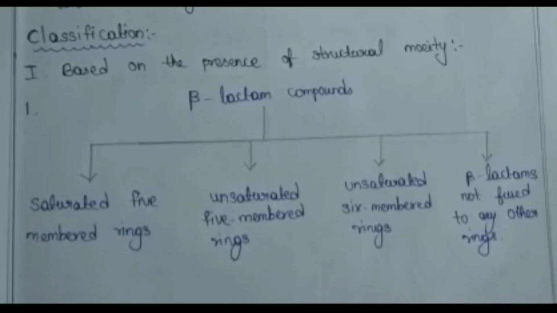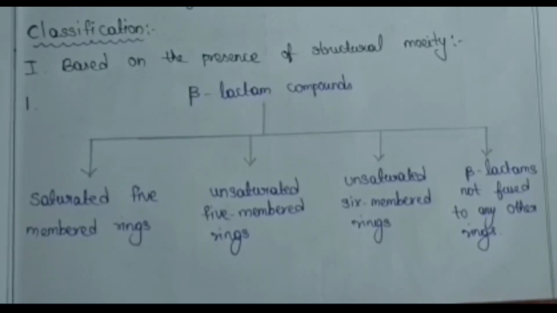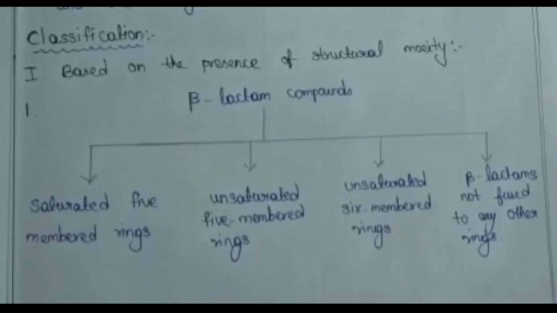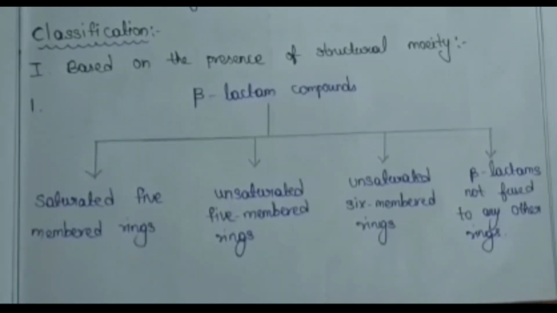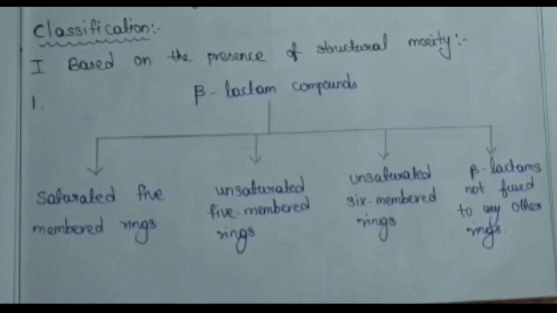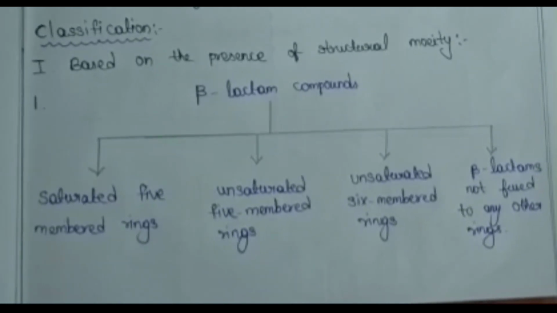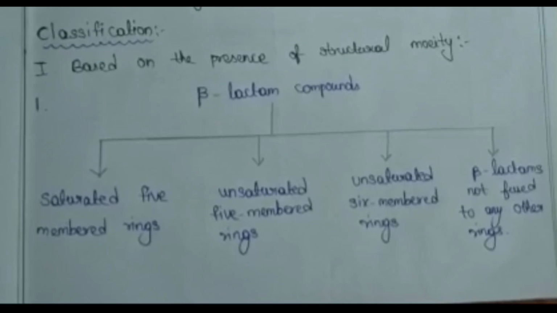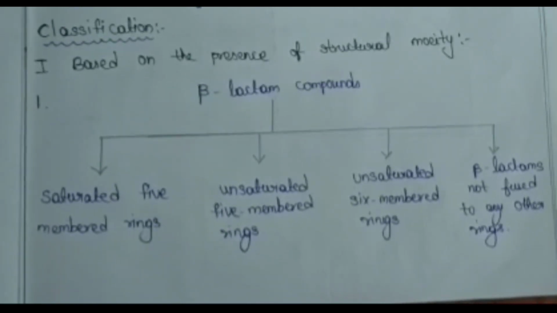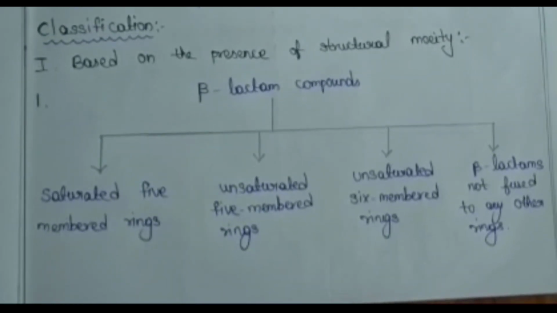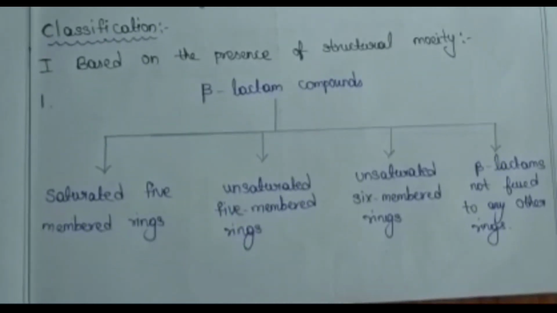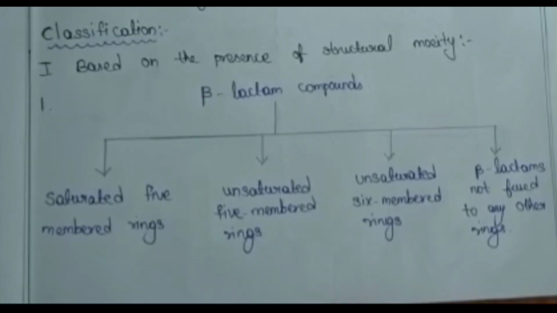Classification of beta-lactam antibiotics. Beta-lactam antibiotics are categorized into 2 types. The first one is based on the presence of structural moiety. Based on the presence of structural moiety, beta-lactam compounds are categorized into 4 types. The first one is the saturated 5-member rings, the second one unsaturated 5-member rings, the third one unsaturated 6-member rings, and the fourth one is the beta-lactams not fused to any other rings.